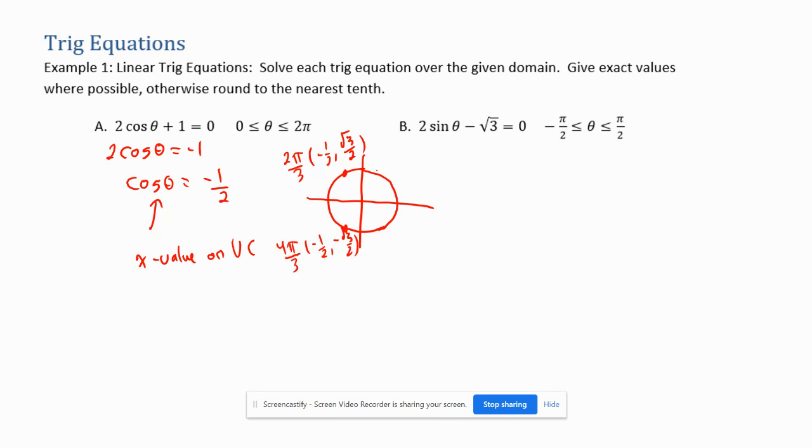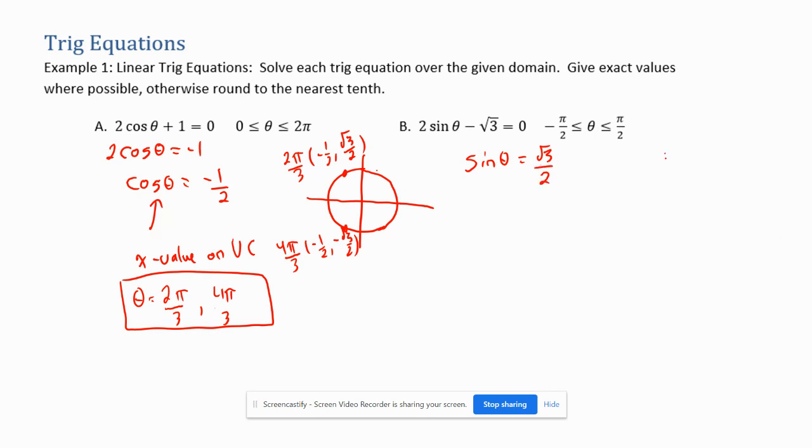Okay, so have your unit circle handy for this section because you're going to be referring to it a lot. So therefore, our angle theta equals 2 pi over 3 and 4 pi over 3. Sound good? Same idea for example B. I'm going to add √3, divide by 2. That means we're going to get sine theta equals √3/2.